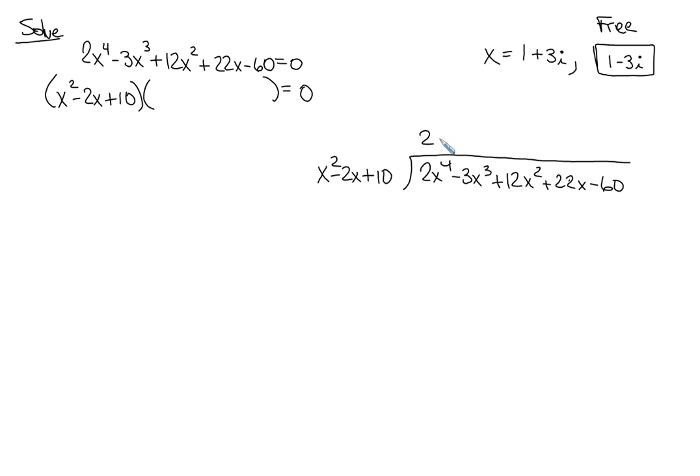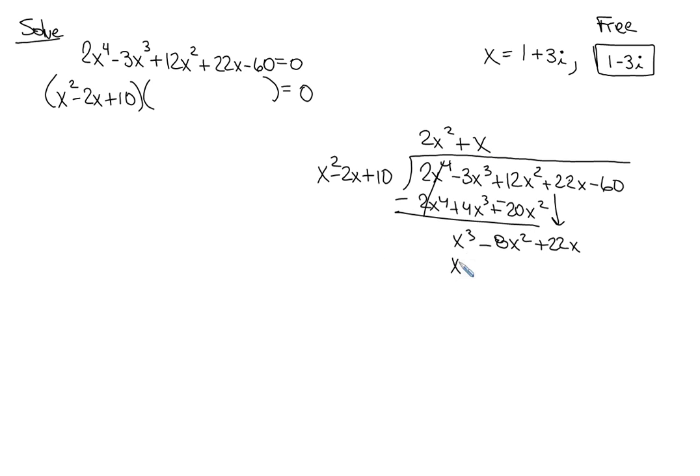X squared goes 2x squared times, so that's 2x to the 4th, minus 4x cubed, plus 20x squared. Change your signs and add. Those are gone. You get x cubed minus 8x squared, and then you bring down the plus 22x. Then you do it again. This goes in plus x times. So that's x cubed minus 2x squared plus 10x. Everybody with me so far?